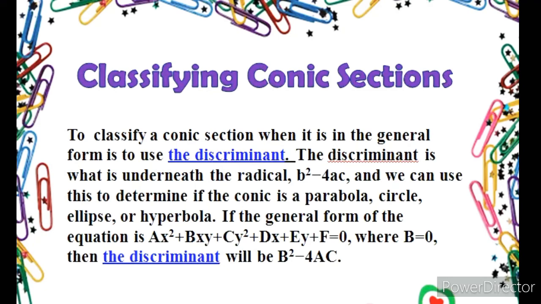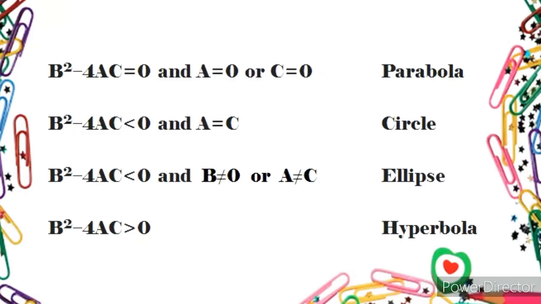So, let's have a table. As you can see here in our table, we have the discriminant b squared minus 4ac and also other conditions for us to identify what kind of conic section our equation is. So let's have this one. We have b squared minus 4ac is equal to 0, and if a is equal to 0 or c is equal to 0, the equation is a parabola.